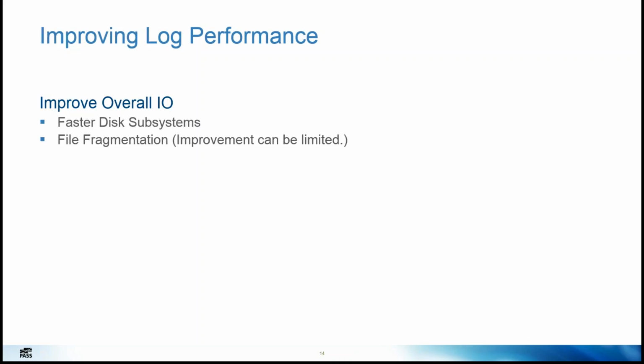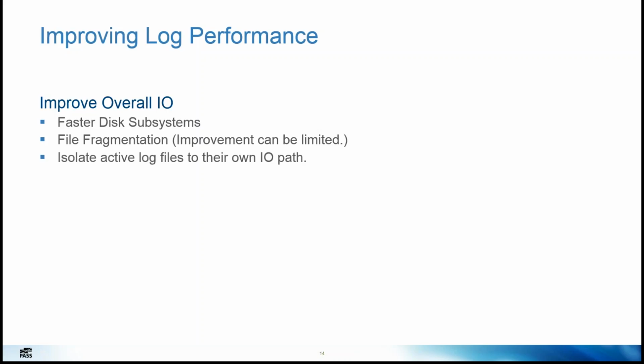File fragmentation is another good thing that you want to keep an eye on, especially for those rubber band logs, the ones that are growing and shrinking all the time. They can get fragmented on disk. SQL Server likes to write sequentially for transaction logs, not randomly. So anytime you can get that file to be contiguous on disk, that is a good thing as well. Now, the improvement for that can be limited. A lot of it depends on how much insert, update, delete, how much change traffic your database is actually getting.